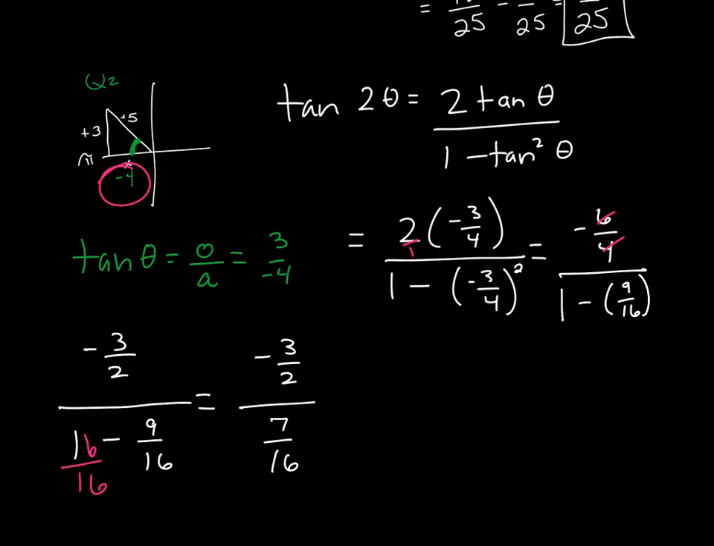So this is one of those where I want to turn this division into multiplication. With fractions, I'm going to keep, change, flip. So I have negative 3 over 2 times 16 over 7, and I'm left with negative 24 over 7. So those are the ways that we can use the double angle formulas.